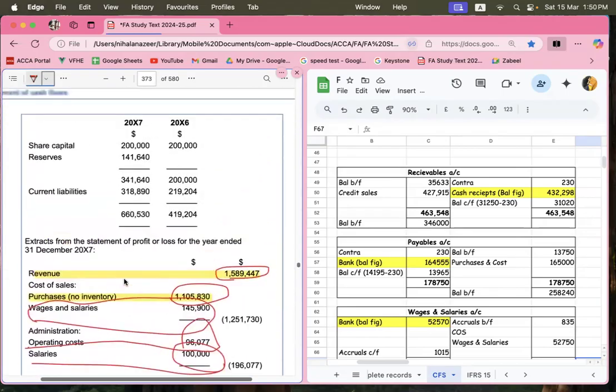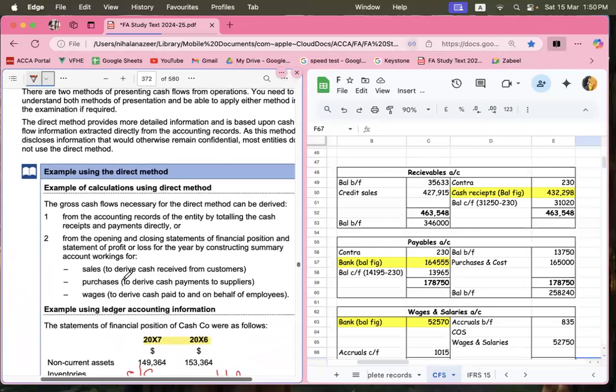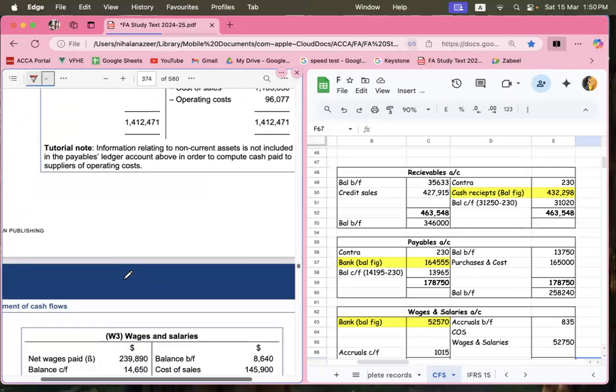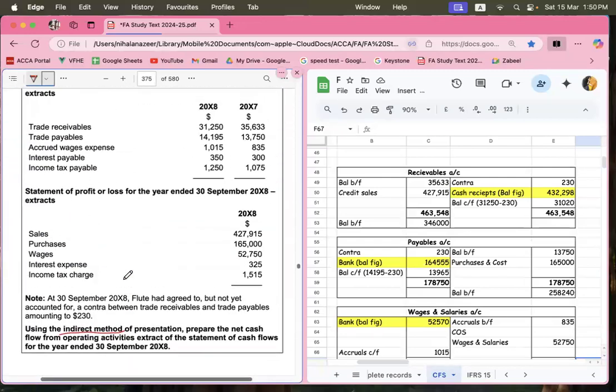And how do you know if something is direct? For direct, you will be given the cash payments and receipts. See, the receivables, the payables, the wages. Clear? So it is direct itself. Understood? So using the direct method of presentation, prepare net cash flow from operating activities, extract of CFS for the year ended 30th September 2008.